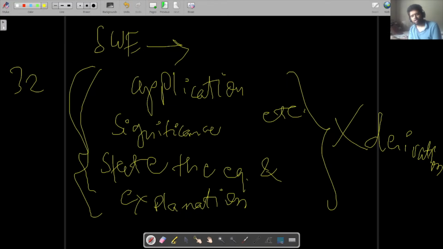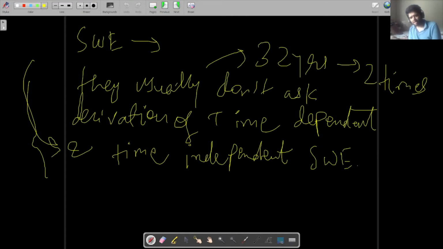Highly important, because in the past 32 years, not even a single year is there where Schrodinger wave equation has not been asked in one form or the other. In some years, directly it is not asked, but it has been asked indirectly. So it is a very high yield topic. The only thing is, they usually don't ask the derivation of time dependent and time independent Schrodinger wave equation.